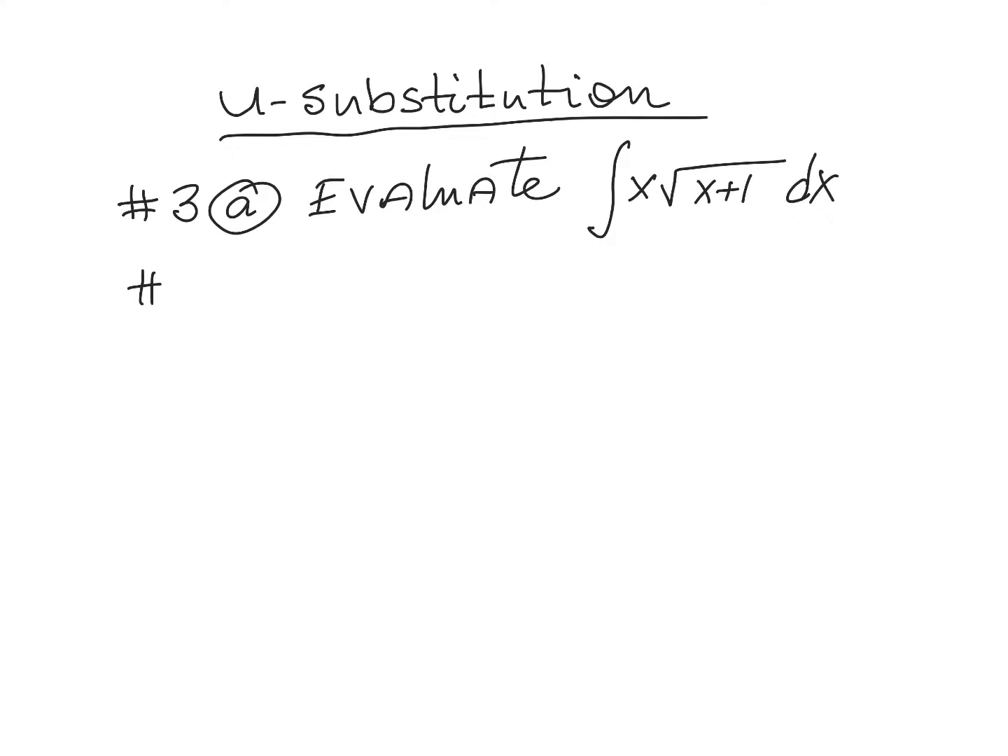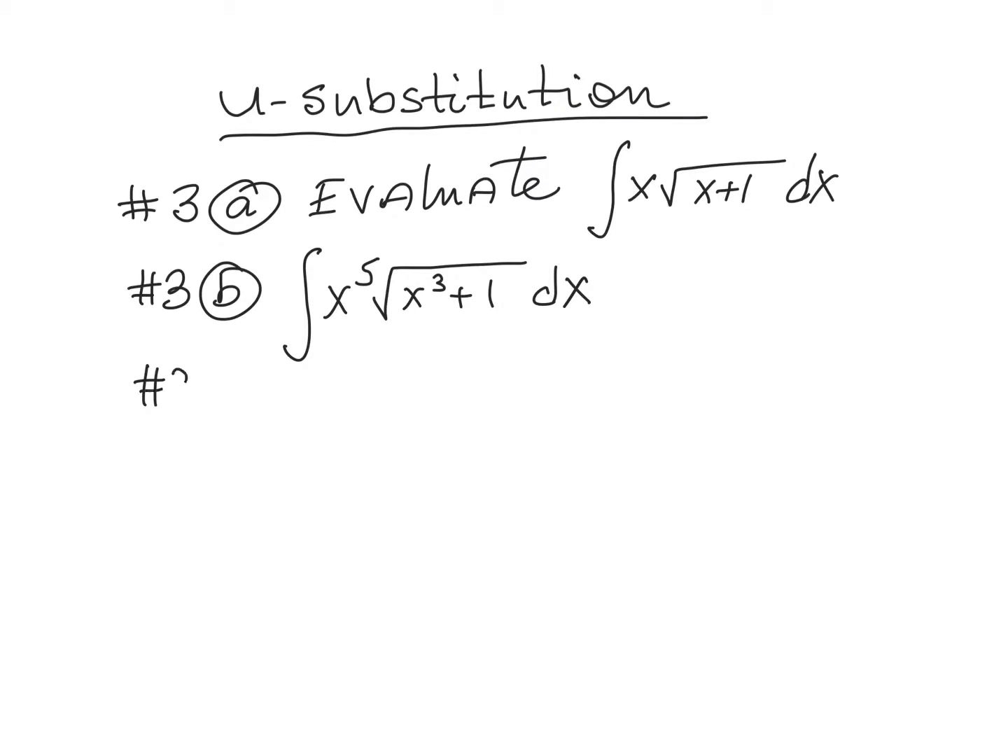In example B, we want to find the antiderivative of x to the 5th times the square root of x cubed plus 1. And in example C, we want to find the antiderivative of x over x to the 4th plus 1. So let's begin with part A.